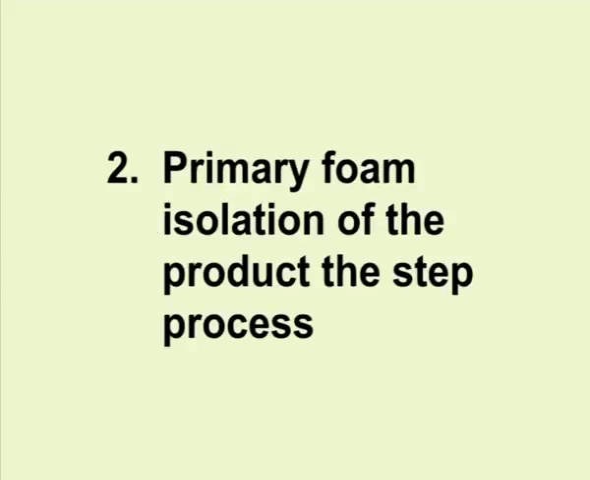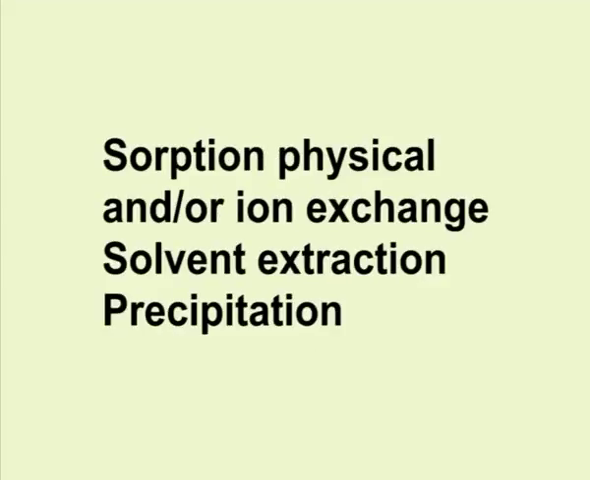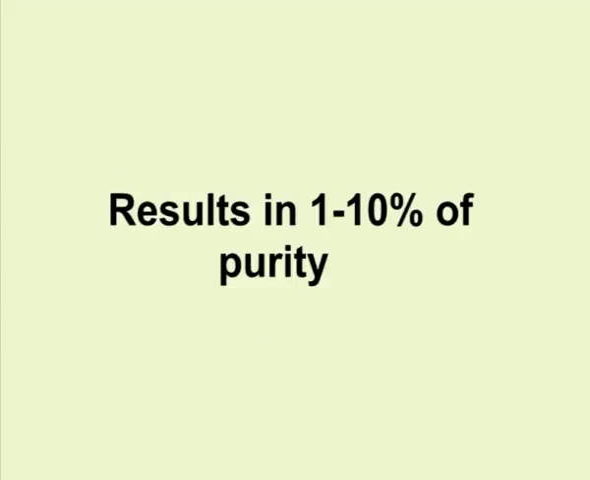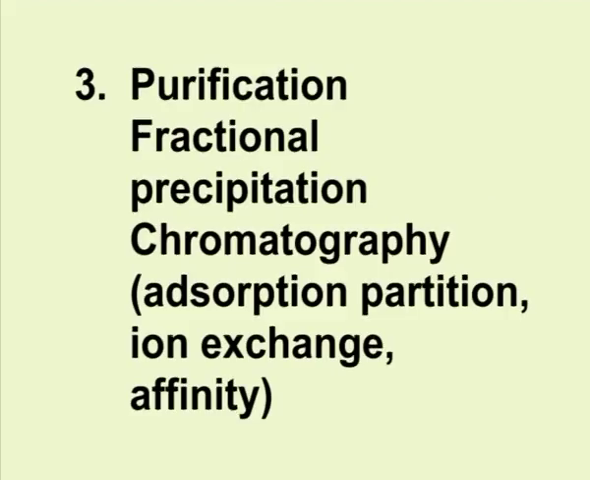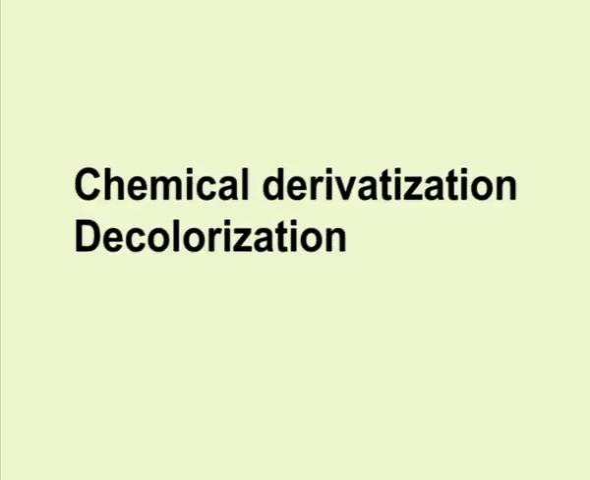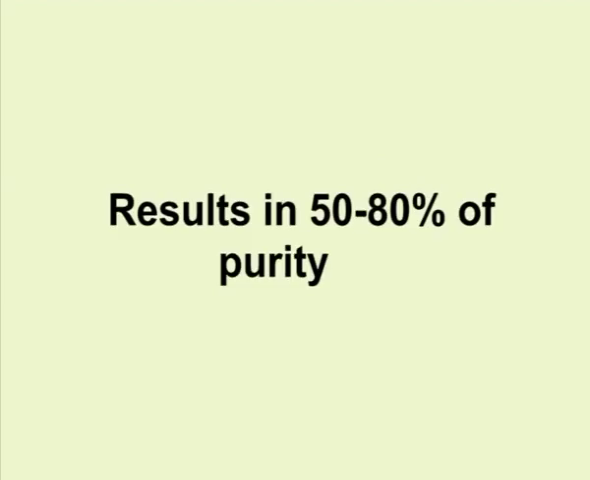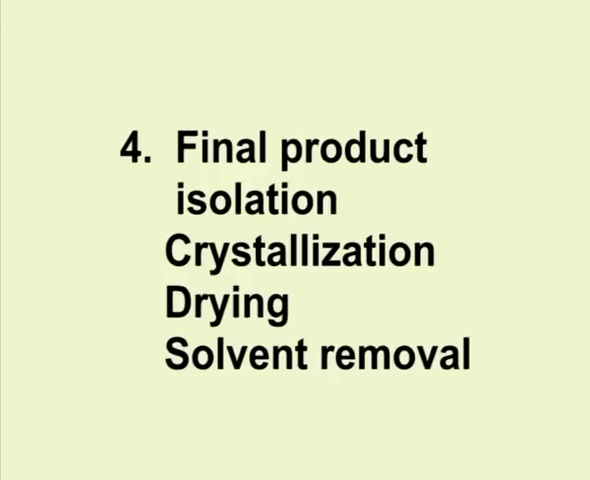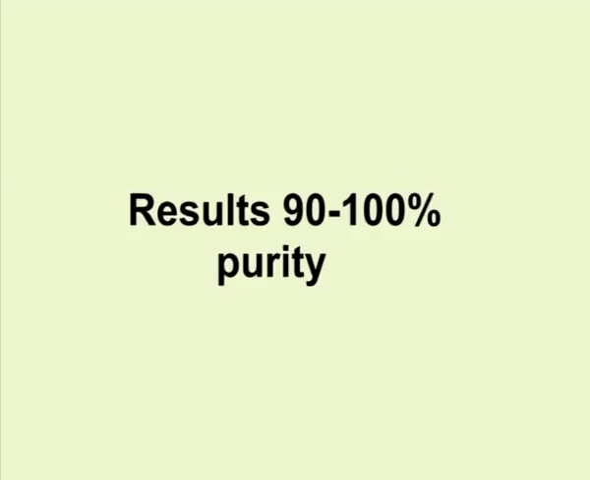And second, primary product isolation, the step process: sorption, physical and or ion exchange, solvent extraction, precipitation, results in 1 to 10% of purity. 3. Purification: fractional precipitation, chromatography such as adsorption, partition, ion exchange or affinity chromatography, chemical derivatization, decolorization, results in 50 to 80% of purity. And 4th, final product isolation by the process of crystallization, drying, solvent removal, results in 90 to 100% purity.